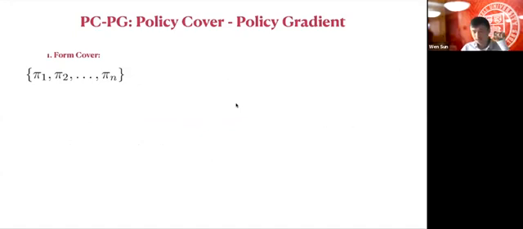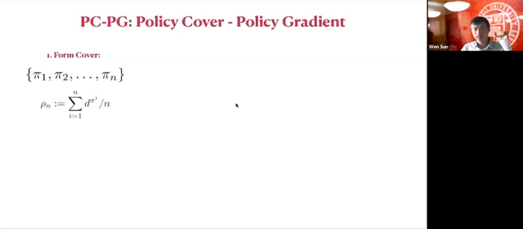Okay, so this policy cover policy gradient method is conceptually very simple. It's an iterative procedure. Let's say we are at some nth iteration of this procedure, and we have computed pi 1, pi 2, all the way to pi n. These are the previously computed policies. We are not going to throw them away. Instead, we're just going to use them to form a policy cover.